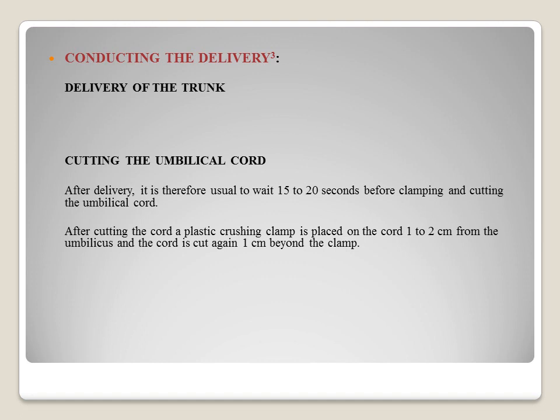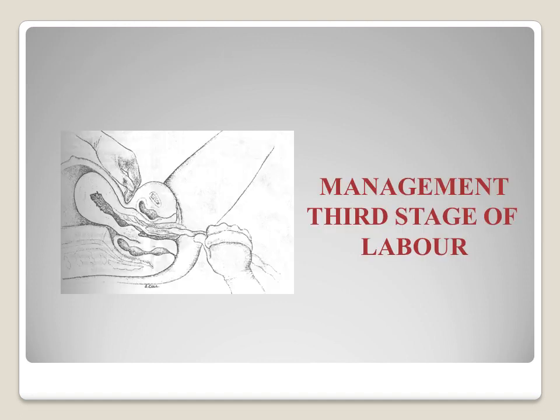After the delivery of the trunk of the baby, we should cut the umbilical cord. After delivery, we wait 15 to 20 seconds before clamping and cutting the umbilical cord. After cutting the cord, a plastic clamp is placed on the cord. We take a distance of 1 to 2 cm from the umbilicus on the cord, then we cut 1 cm beyond the clamp. This is what we do after that. Here we finished the delivery of the baby.